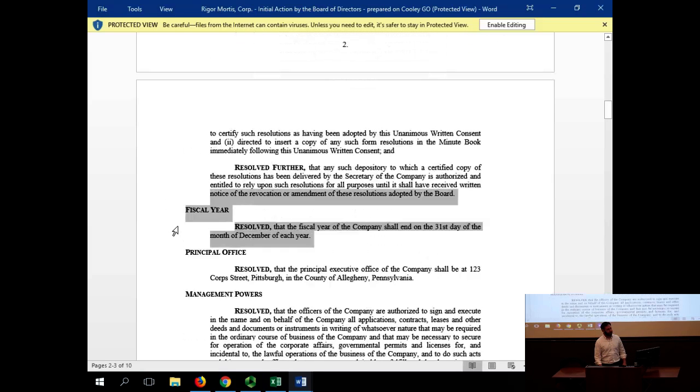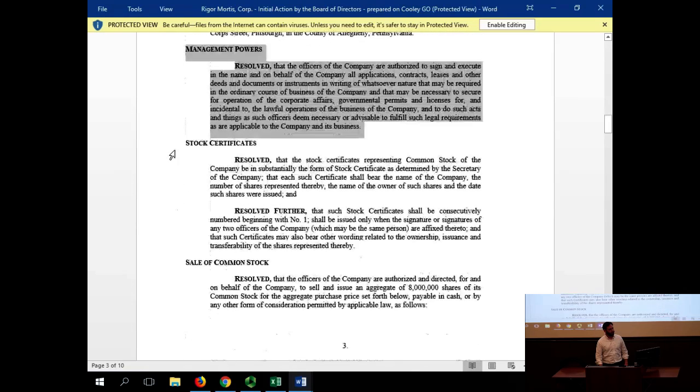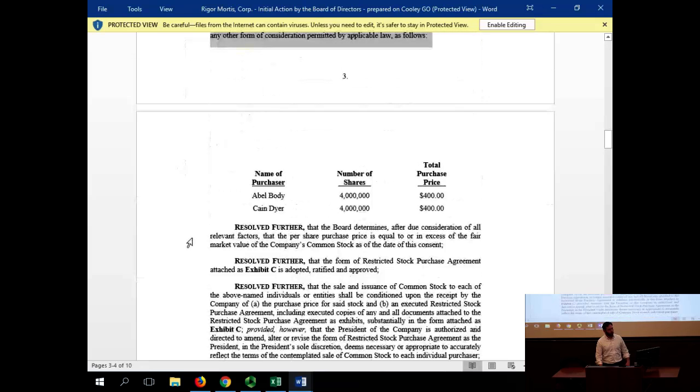We're going to set that fiscal year, set the principal office, management powers, issue stock certificates, and here we're going to authorize the sale of that stock. Only the board of directors can sell stock, so you can't delegate that power. It's one of the few things that can't be delegated, so here the board is going to sell that stock.